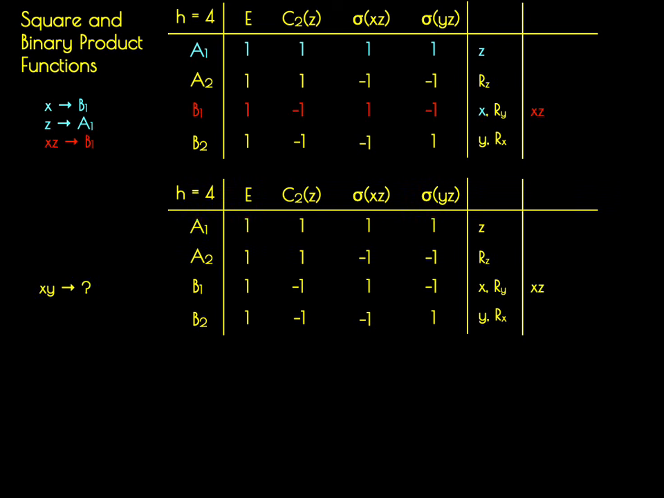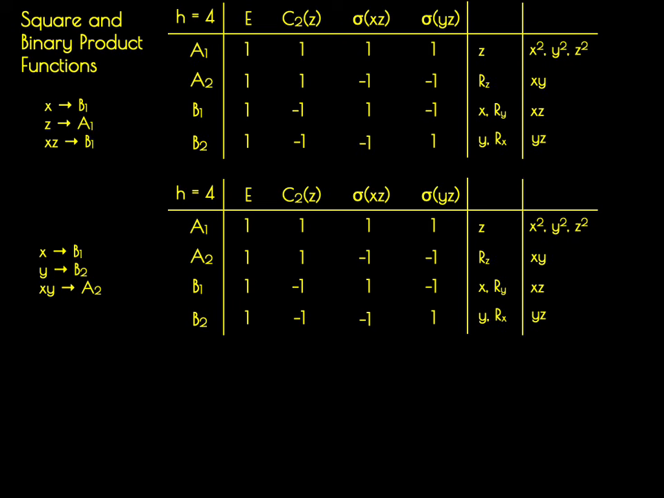For the xy, we look and see how the x vector transforms and the y vector transforms. So those transform as b1 and b2. You take the product of those two vectors and you get a2. So the xy binary product transforms as a2 under C2v symmetry. You can do this for all combinations and fill out that square and binary product function column.